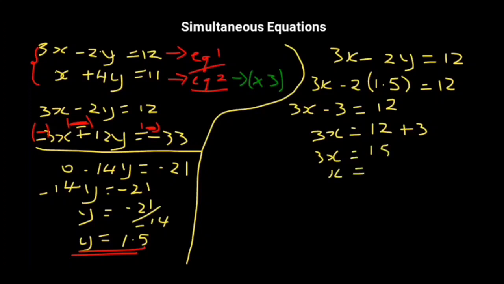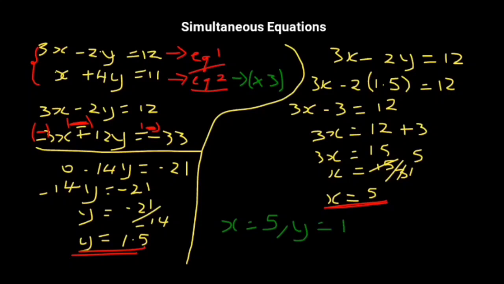Then simplifying that, we'll have 3x is equal to 12 plus 3, which is 15. Finding x, we'll have to divide by 3 each side of our expression, so we'll have x is equal to 15 divided by 3. And simplifying that, we'll have 5. So our value for x is 5. So our final values for x and y are x is equal to 5 and y is equal to 1.5.